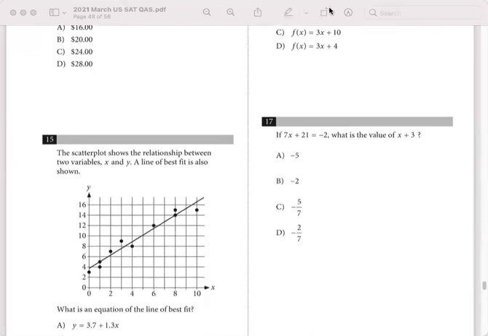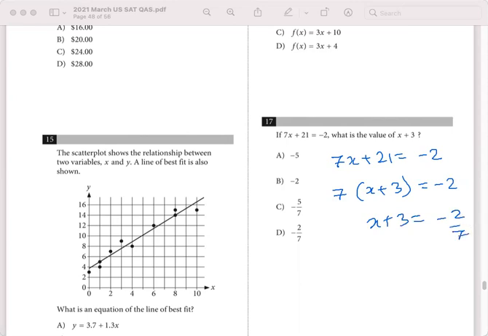Okay, question 17. If 7x plus 21 is negative 2, what is the value of x plus 3? So 7x plus 21 is negative 2. I'll take 7 common, so 7 times x plus 3 is negative 2. So x plus 3 is negative 2 by 7. And they've asked us the value of x plus 3 itself, not x. So the answer is negative 2 by 7, option D.